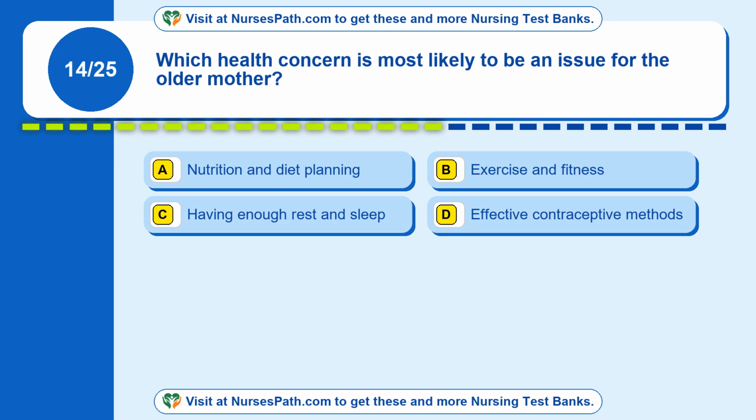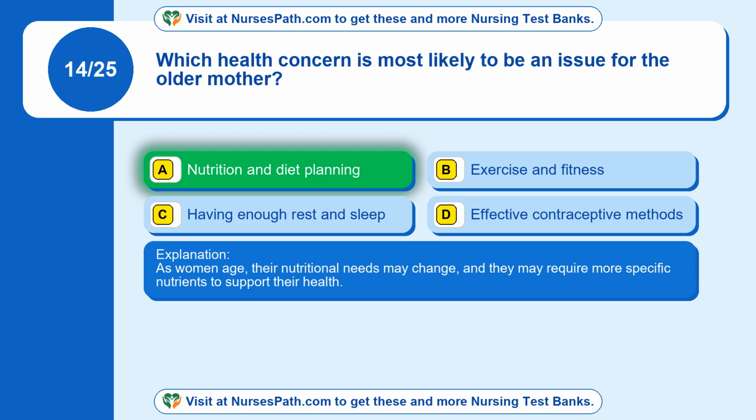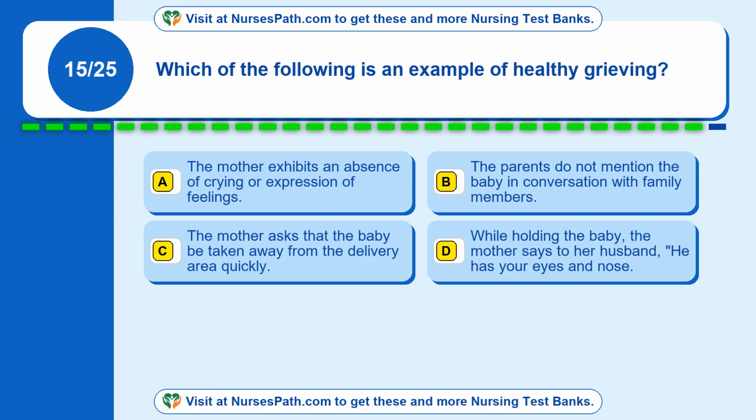Option A. Nutrition and diet planning. Option B. Exercise and fitness. Option C. Having enough rest and sleep. Option D. Effective contraceptive methods. The correct answer is option A. Nutrition and diet planning. As women age, their nutritional needs may change, and they may require more specific nutrients to support their health.